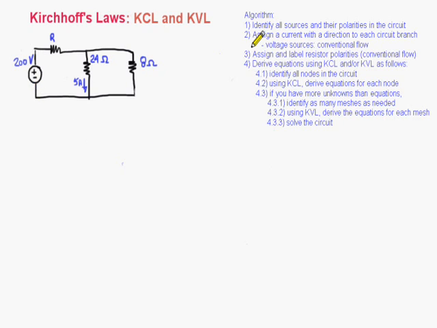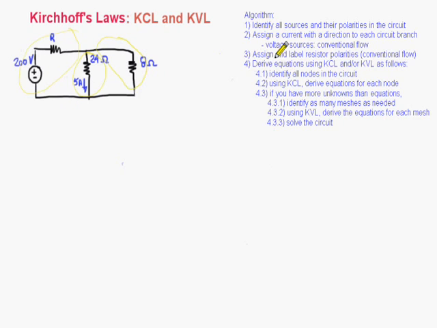The second step says assign a current with a direction to each circuit branch. First, let's see how many branches we have in this circuit. Let me change the color here, so I can show this branch, this branch, and this branch. So my circuit has three branches, three current paths, and for each branch I'm going to assign a current with a direction.